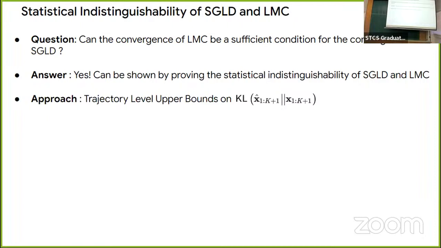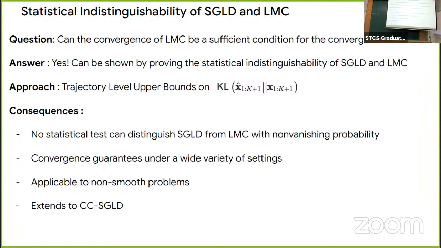So what we'll do is consider the trajectory x_1 to x_{k+1} of LMC, and the trajectory with the same initial condition, x hat 1 to x hat k+1, that is the trajectory of SGLD. We show that the KL divergence between the trajectories is small for moderately large k, and therefore, by the data processing inequality, their outputs must also be very close. So this implies that whenever Langevin Monte Carlo samples from the target distribution, so does SGLD. Okay, so what does this mean? This means that no statistical task can distinguish SGLD from LMC with non-vanishing probability, right? So you just cannot tell whether I applied SGLD or LMC.